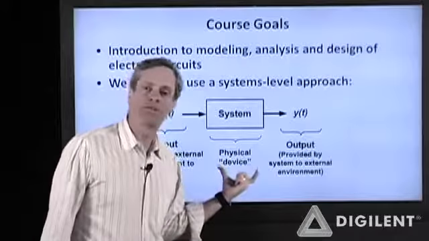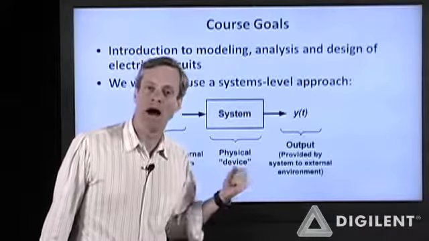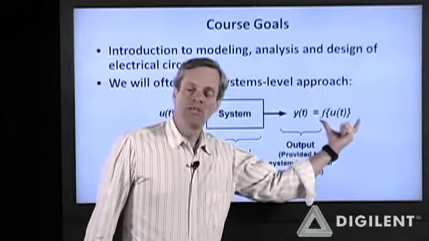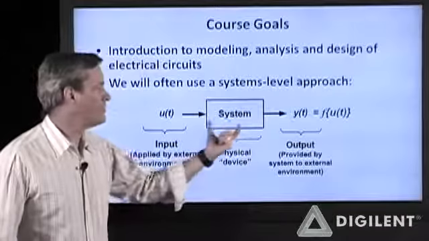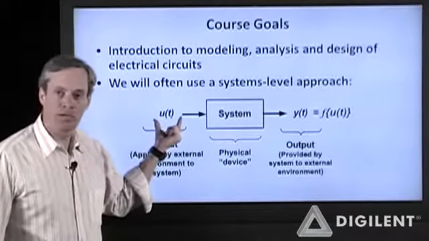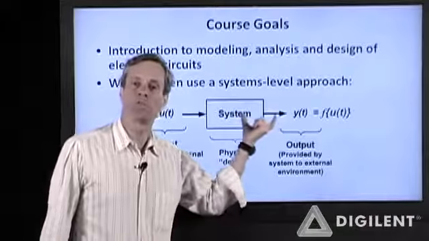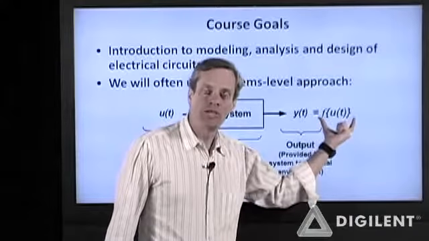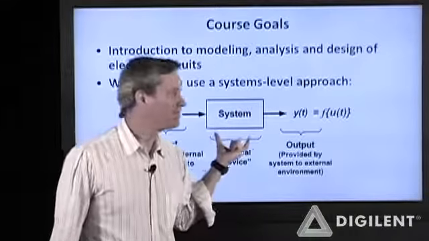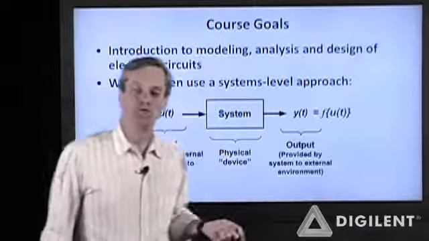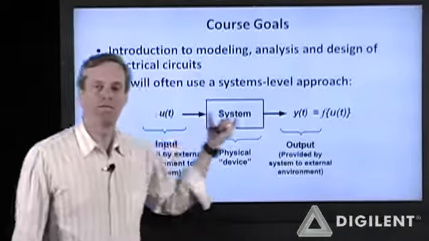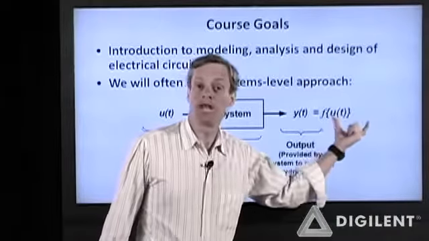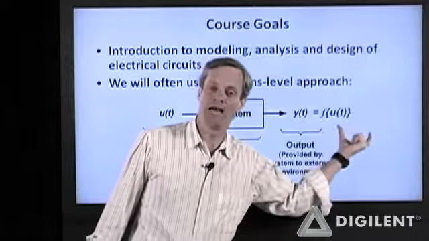The system itself can often be considered to be a black box. The modeling aspect of this class is generally to determine the functional relationship between the output Y of t and the input U of t. The system is going to be performing some process on U of t to produce Y of t. That functional relationship consists of the model of the system. In this class, most generally, the functional relationship between Y of t and U of t will be an ordinary differential equation, although for the first part of this class, quite often these functional relationships will be algebraic.